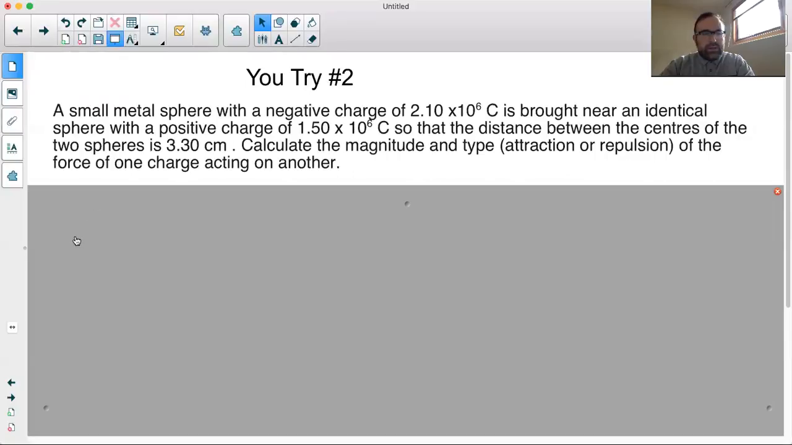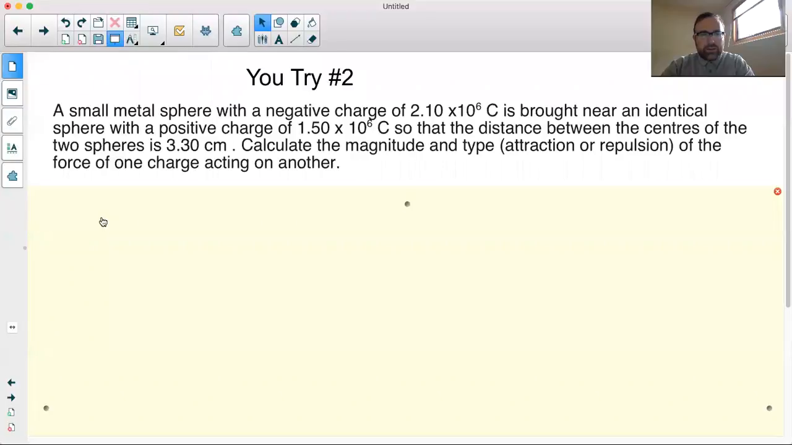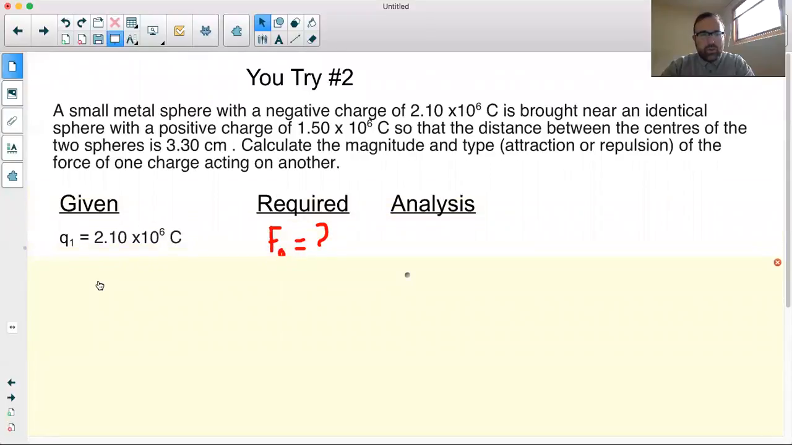You will realize that under the given, we were given three quantities and one constant. So the Q1 is 2.10 times 10 to the 6 coulombs. Q stands for the charge, in coulombs. Charge 2 is 1.50 times 10 to the 6 coulombs. We do not have to put negative or positive, representing that they're negative and positive, because at the end of the day, we will realize that it deals with just attraction and repulsion.